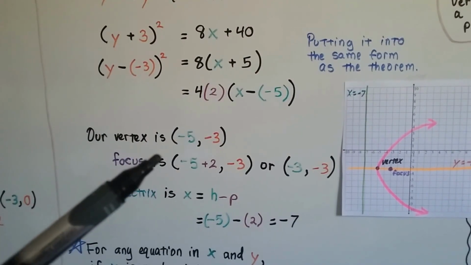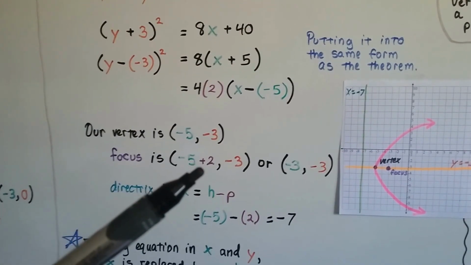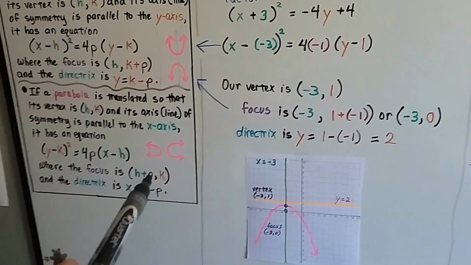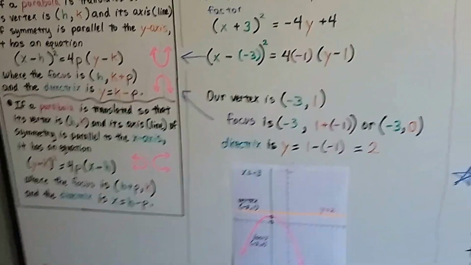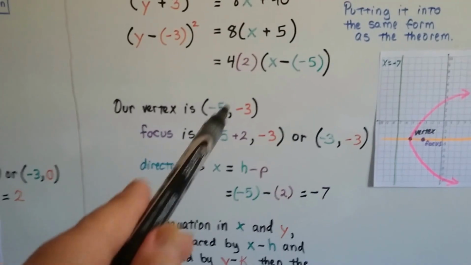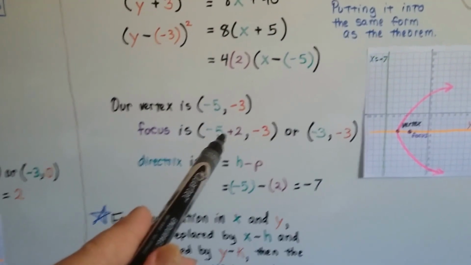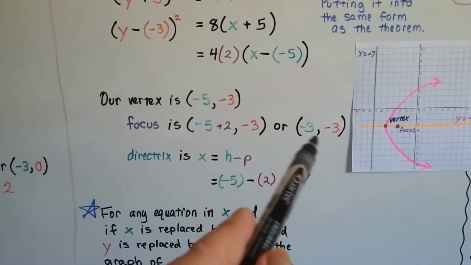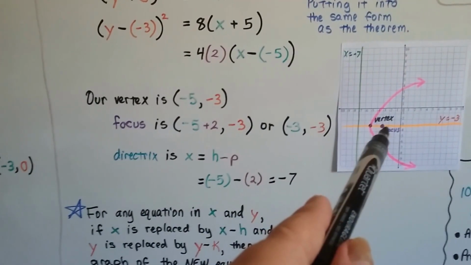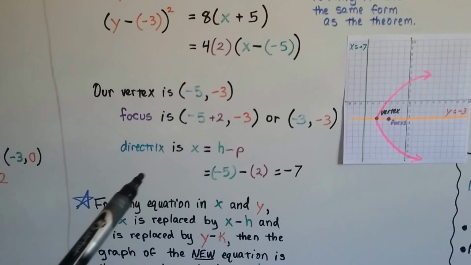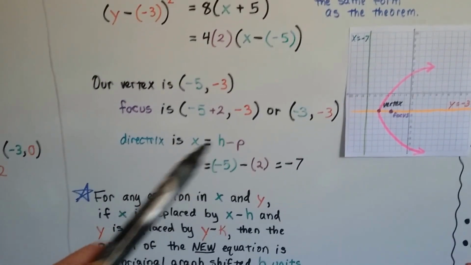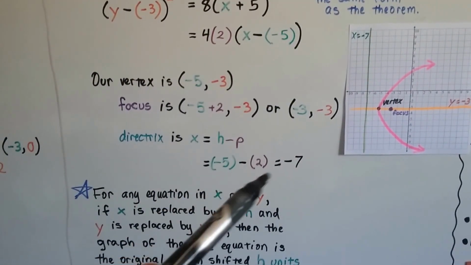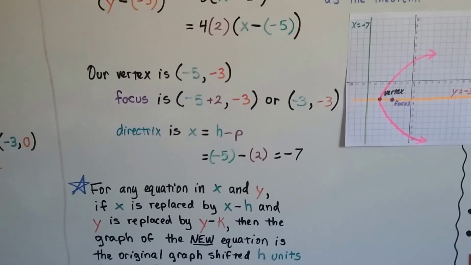Our focus is negative 5 plus 2. So remember, the focus is h plus p, and then the k. So since p is 2, we have negative 5 plus 2. And then we have our negative 3. So that's going to give us a negative 3 for our focus, which is right there. The directrix is x equals h minus p. So we've got a negative 5 minus 2. That's going to give us a negative 7.